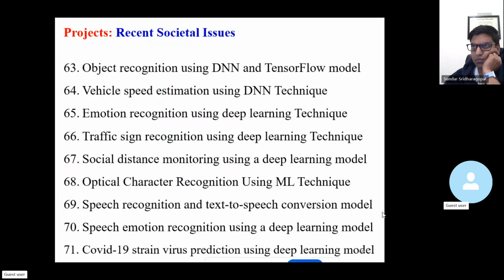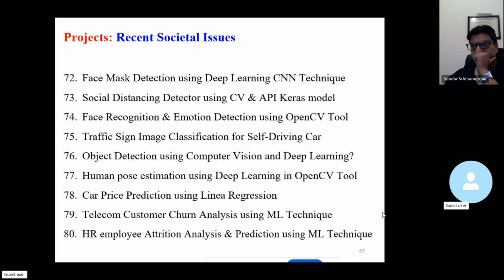estimation using DNN technique, emotion recognition using deep learning techniques, traffic sign recognition, social distance monitoring, optical character recognition, speech recognition, text to speech, speech to text conversion models, speech emotion recognition models, COVID-19 strain virus prediction, and face mask detection using deep learning techniques.